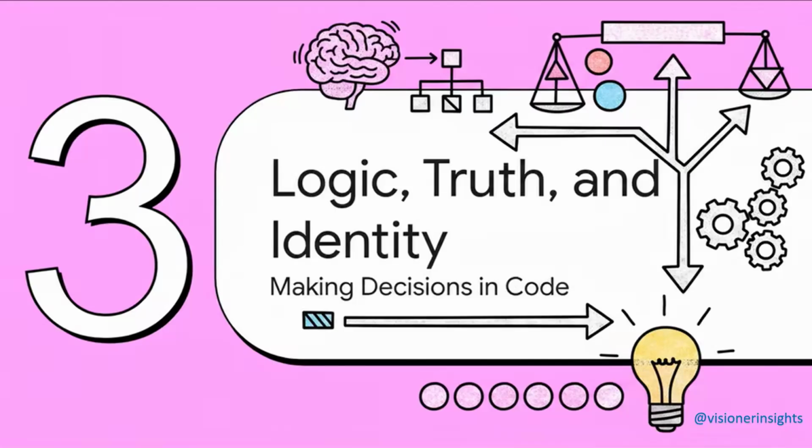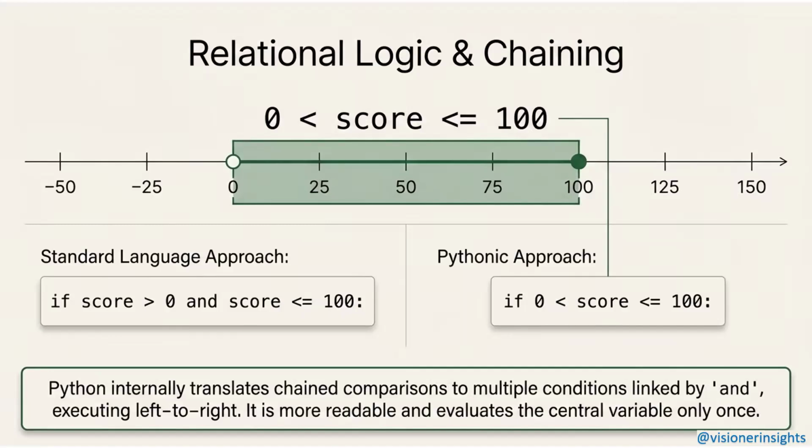Okay, next up, we're moving from just doing math to actually making decisions. These are the operators that let our programs ask questions, compare different values, and check conditions. This is the real foundation of any intelligent code. In a lot of other languages, if you wanted to check if a score is between 0 and 100, you'd have to write something clunky like if score > 0 and score <= 100. I mean, it works, but Python gives us a much cleaner, more Pythonic way to do it. If 0 < score <= 100.